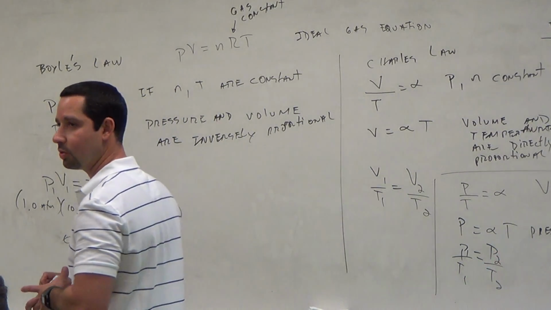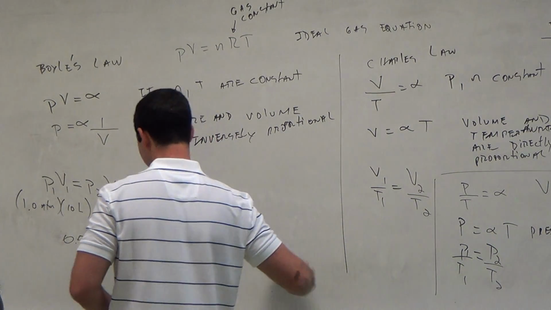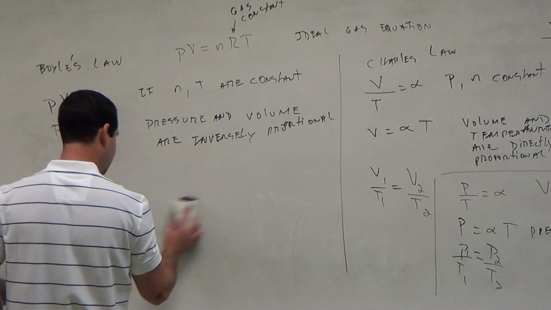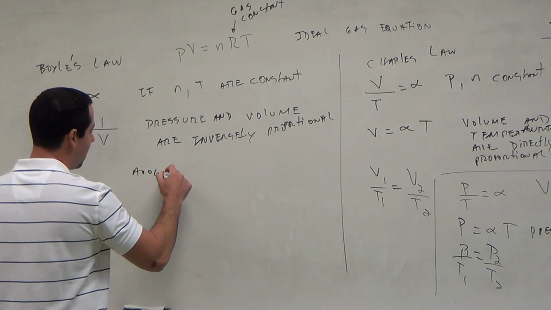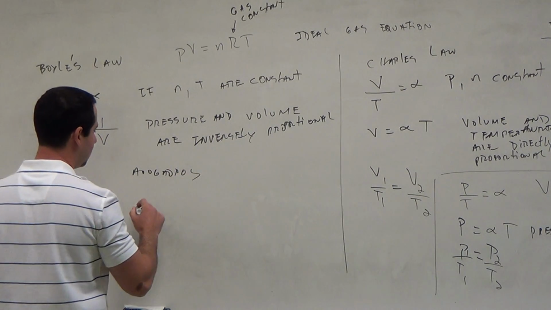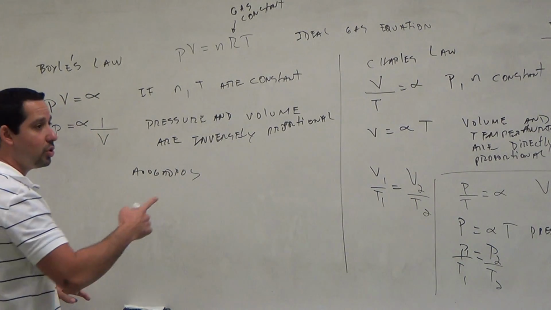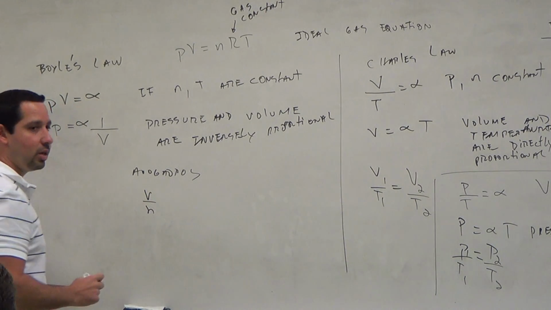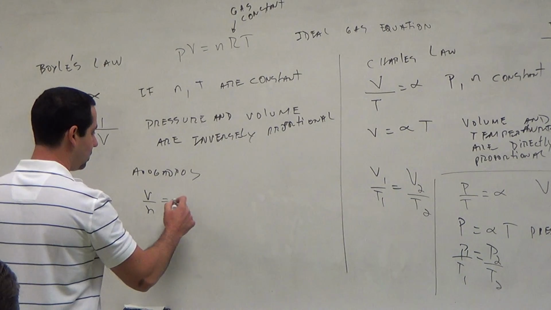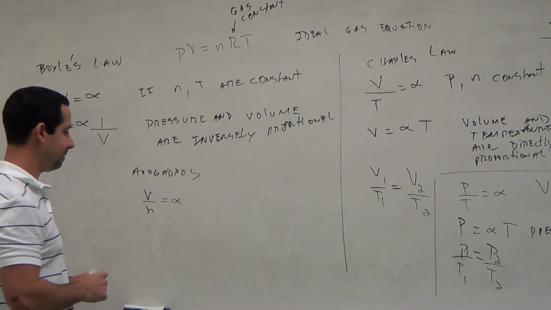And what's Avogadro's? Avogadro's is V over n, directly proportional if P and T are constant. Avogadro's is not PV over nT. Avogadro's is just these two, V over n. The one that you said is called the combined gas law.